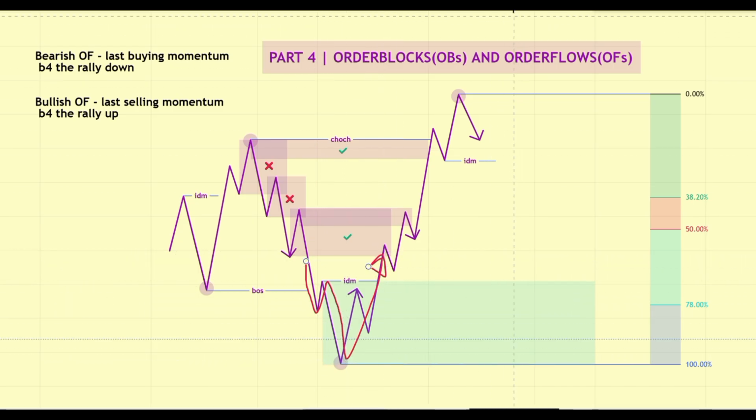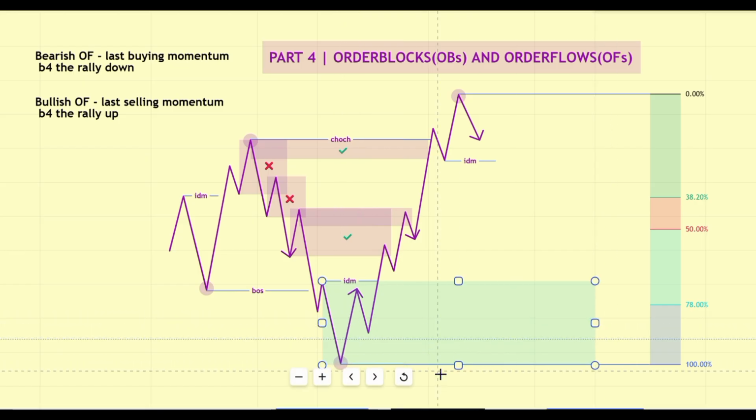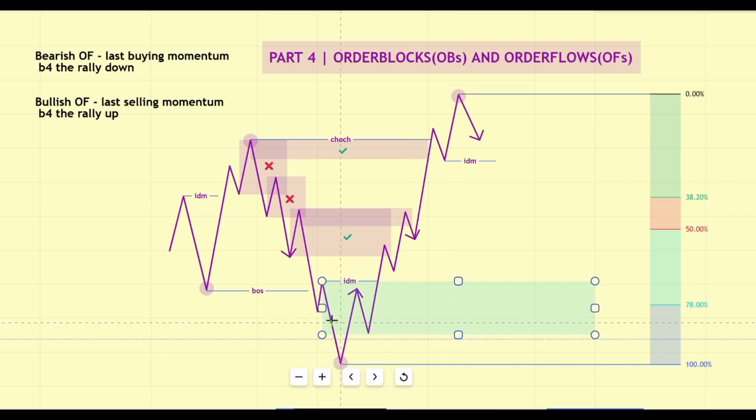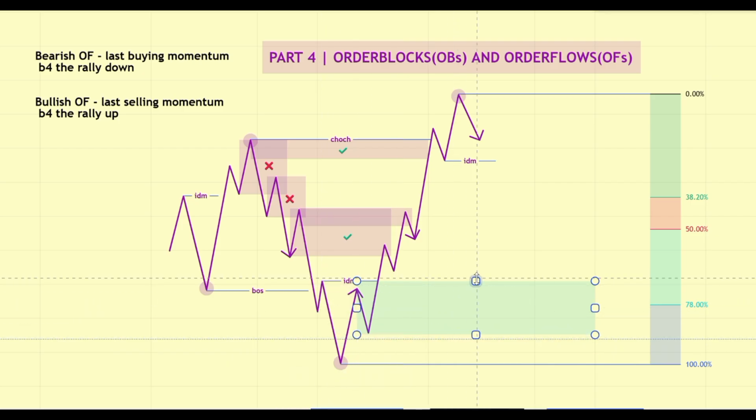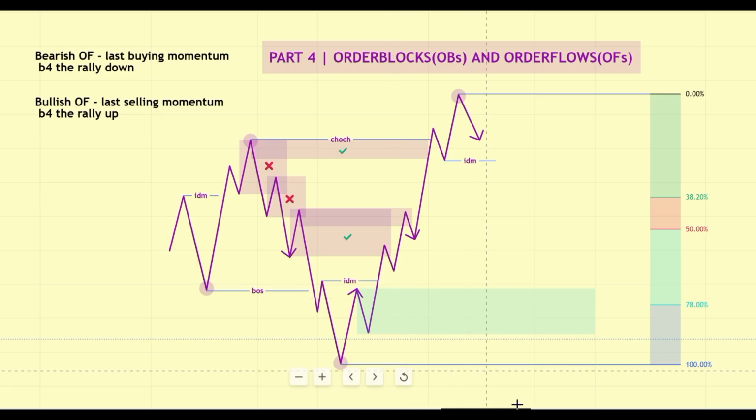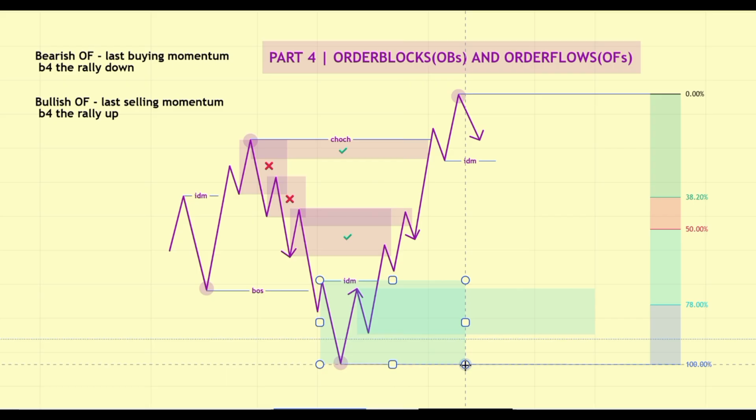All right, I know you're asking me, isn't this now the last selling momentum before the rally up? I mean this one here. Isn't this the last rally down? Or yeah, this one here. So isn't this the last selling momentum before the rally up? If you can clearly see, you will notice that whatever you've marked is engulfed inside this bigger order flow.